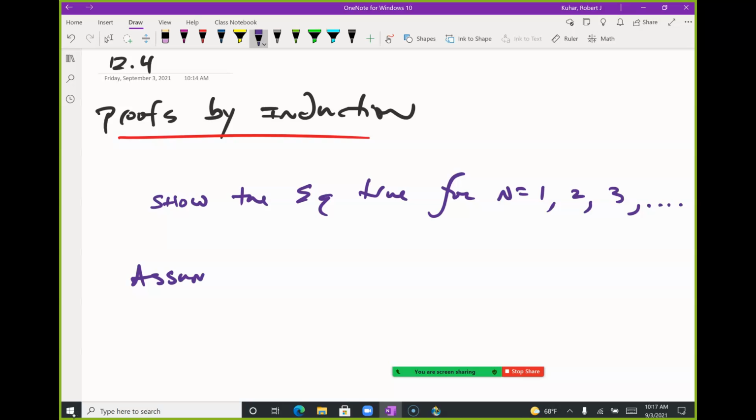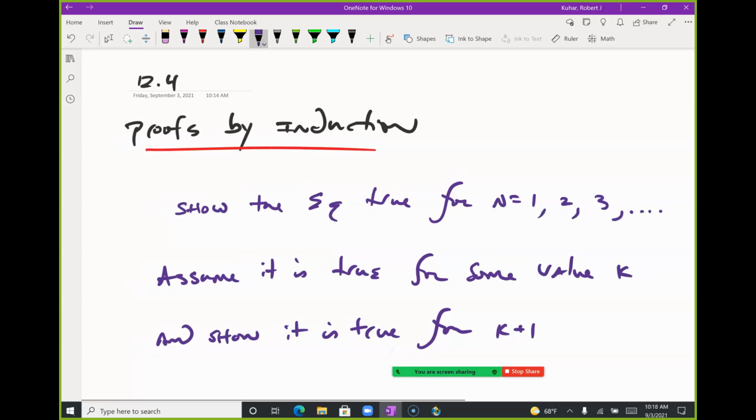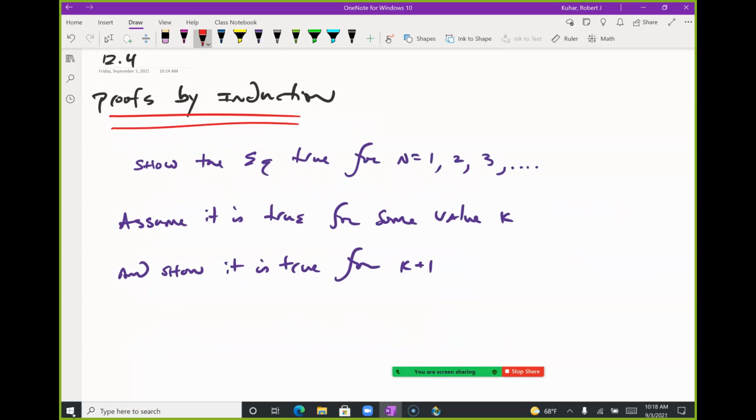Assume it is true for some value k, and show it will be true for k plus 1. So assume that the sun rose today, it's going to rise tomorrow, it's going to rise the next day. Assume it's true sometime later in the world, in the universe, and see if it happens the very next day, and then we know it's always going to happen, right? That's the idea. Of course, it fails for the sun example.